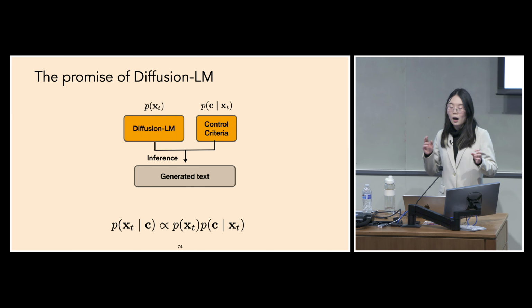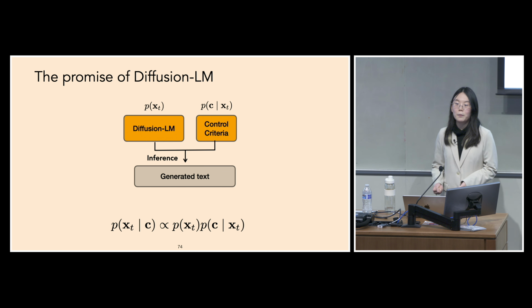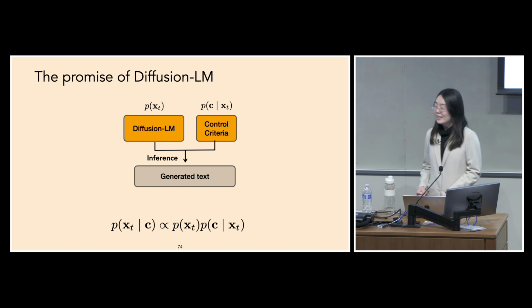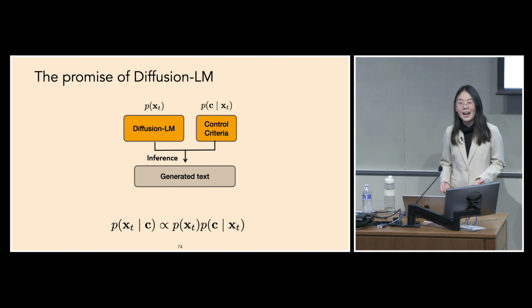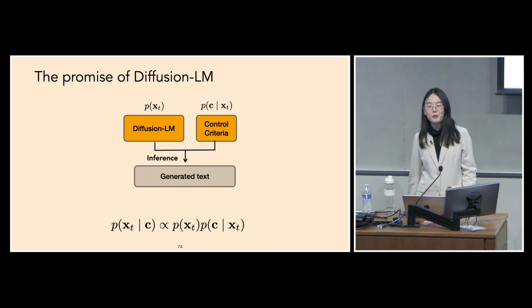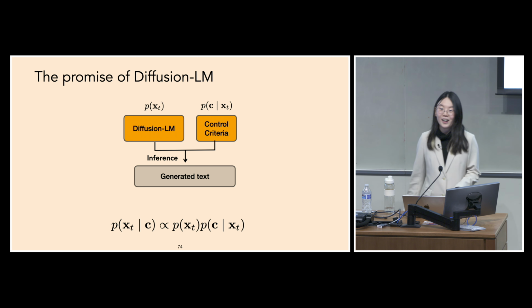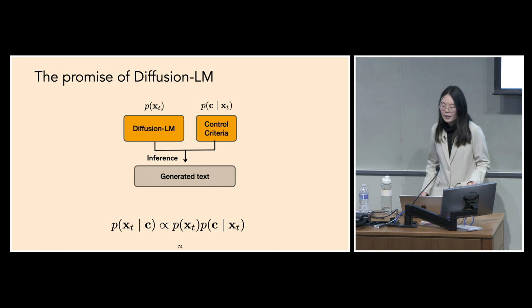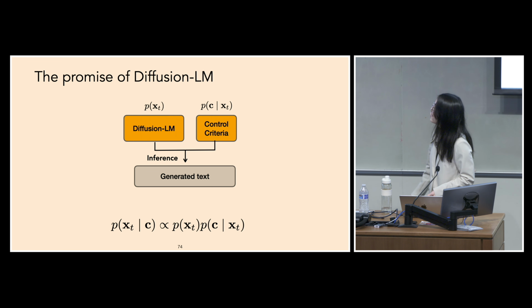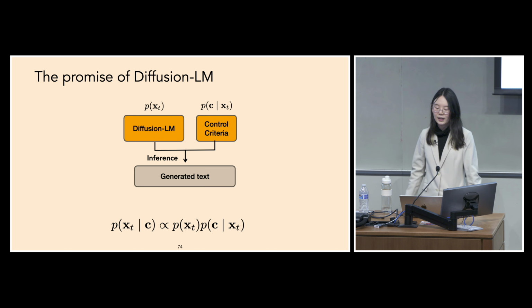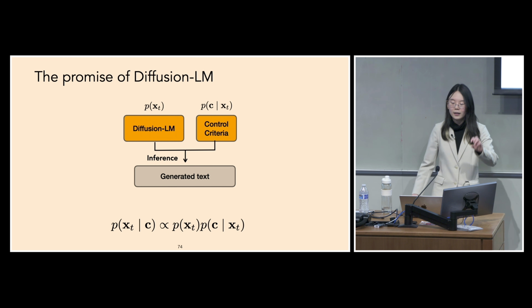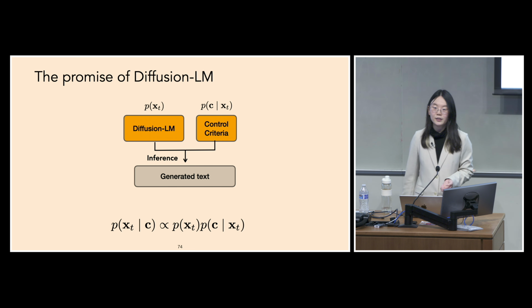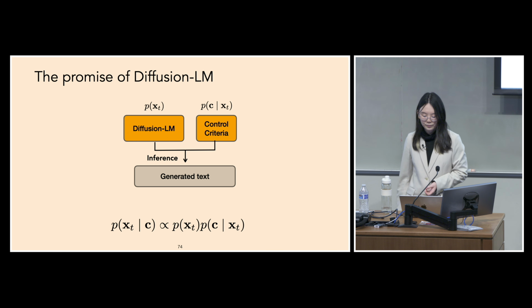So now we've discussed how we could train and decode from our Diffusion-LM. Next, I will fulfill the promise that we've had before and show why Diffusion-LM can empower this plug-and-play framework. Our Diffusion-LM is parameterizing a distribution over the continuous xt. It's essentially parameterizing the plausibility of different vectors at different time steps.